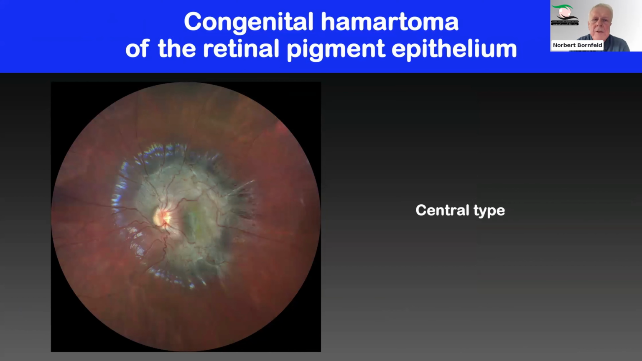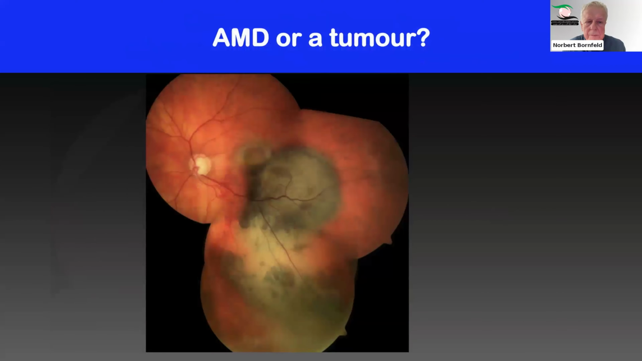This is a congenital hamartoma of the retinal pigmented epithelium. That's a diagnosis which is normally made in young children, at the age of 7, 8, 9 years. And that's a sentinel type. There are peripheral types. And that is a hamartoma. What is characteristic is that they always have an epiretinal membrane overlying the lesion, and they do not change. They are not malignant and do not require any treatment.